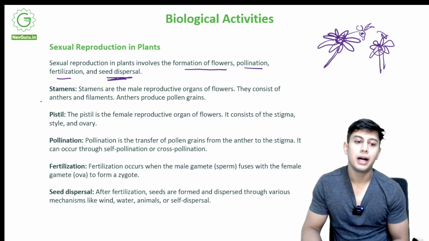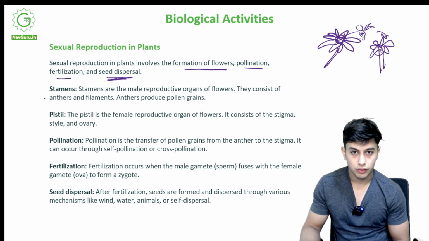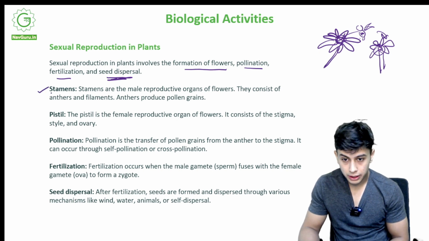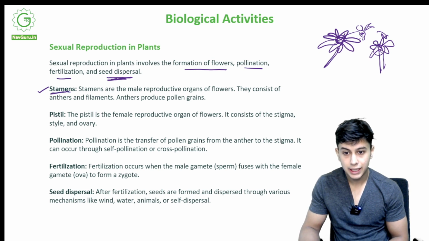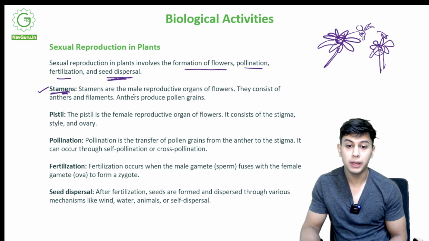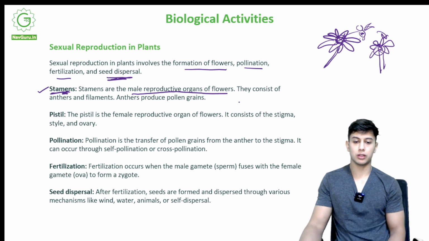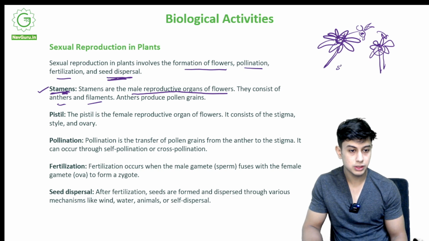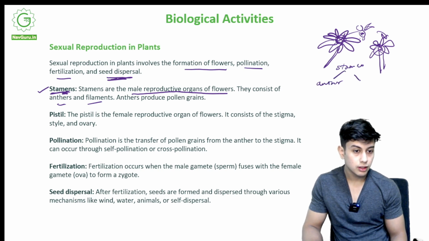There are a few parts of the flower that are involved. Okay, so stamens. What is stamen? Remember the name stamen, S-T-A-M-E-N. It contains men. Okay, this is how you can remember. It is the male reproductive organ of the flower. Okay, so stamens are the male reproductive organ of the flower. They consist of anthers and filaments. So from stamen, I get anther and there is filament.